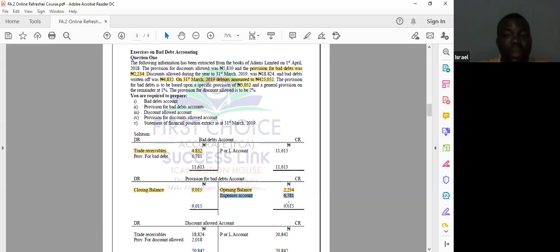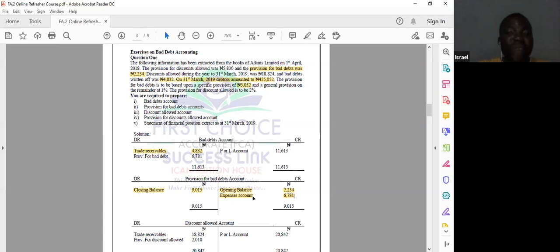6,781. And this 6,781 is not an expense that we're writing off to an expense. You have two ways of doing this. You can either write it off to the profit or loss account, or transfer it to your bad debt account.